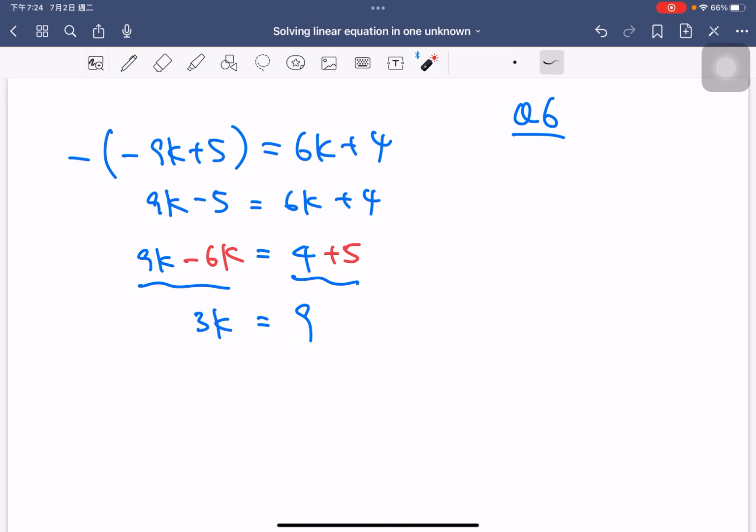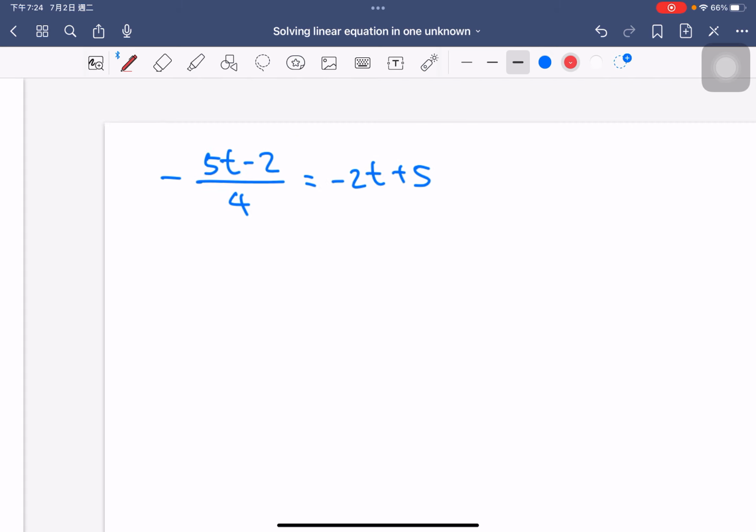So now it becomes 3 times k equal to 9. I don't want the times, so I'm moving it to the right, and it becomes divide. So k is going to be equal to 9 divided by 3. Again, this is 3 times k. I don't want to times it, so I'm moving to the right, becomes divide. Using a calculator, you can get k is equal to 3. So that's for question 6.